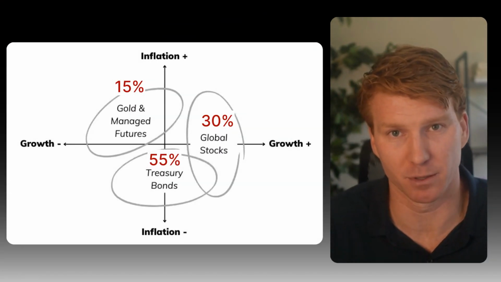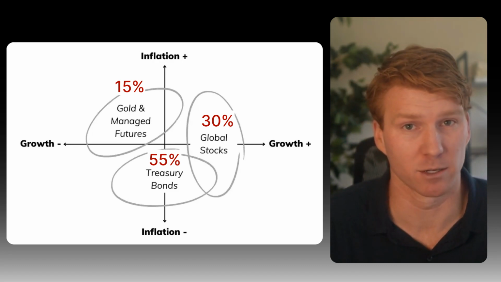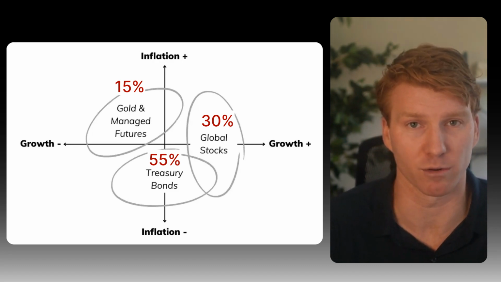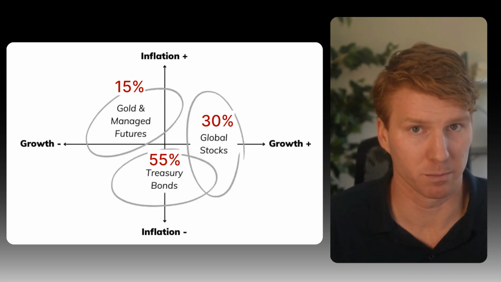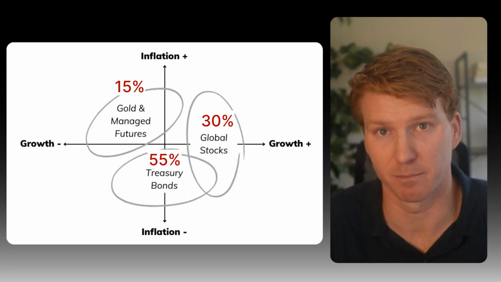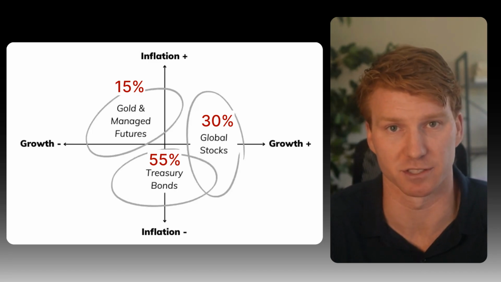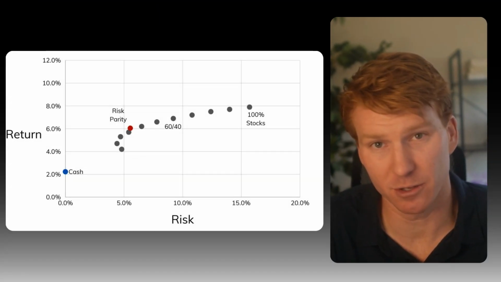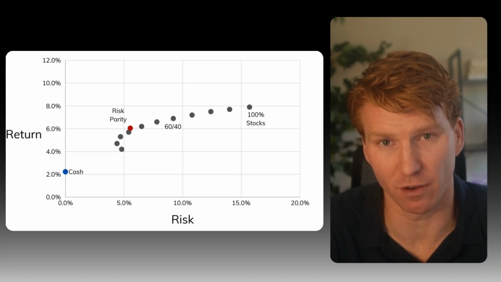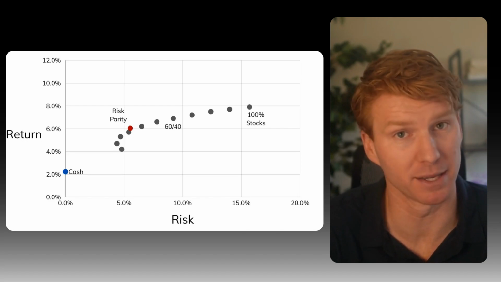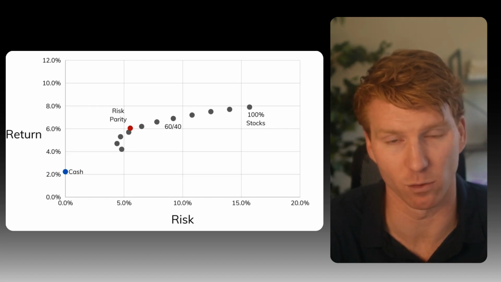A rather simple, but good enough for our purposes, risk parity style portfolio would include 30% stocks, 55% in bonds, and a 15% split amongst gold and managed futures. So how does this risk parity style portfolio compare to the stock and bond portfolios we reviewed earlier? Here's where the risk parity style portfolio falls for the same time period between mid-1996 through 2024.